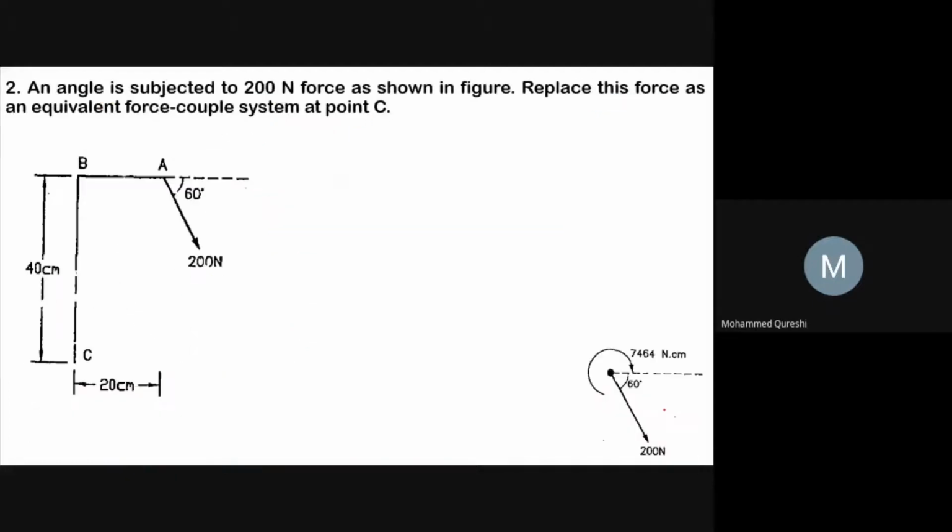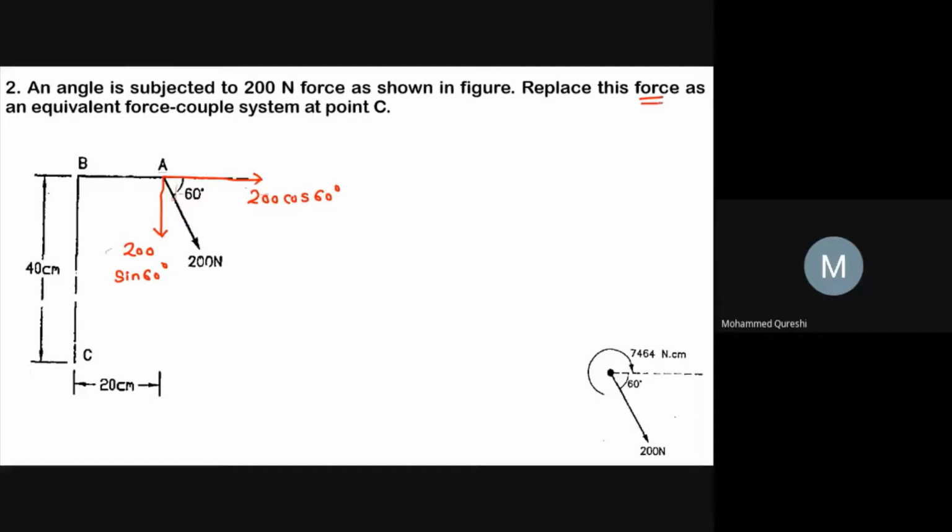So now let us move to another example. In second example, it is given that an angle of 60 degree is subjected to 200 Newton force. This is your inclined force. Let us split the force in two direction. So your horizontal direction will be with respect to cos 60 degree and your vertical direction will be with respect to sine, making an angle 60 degree.